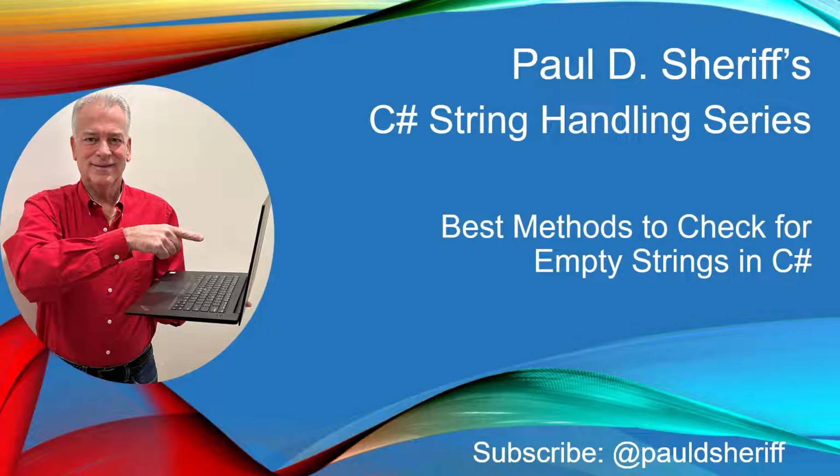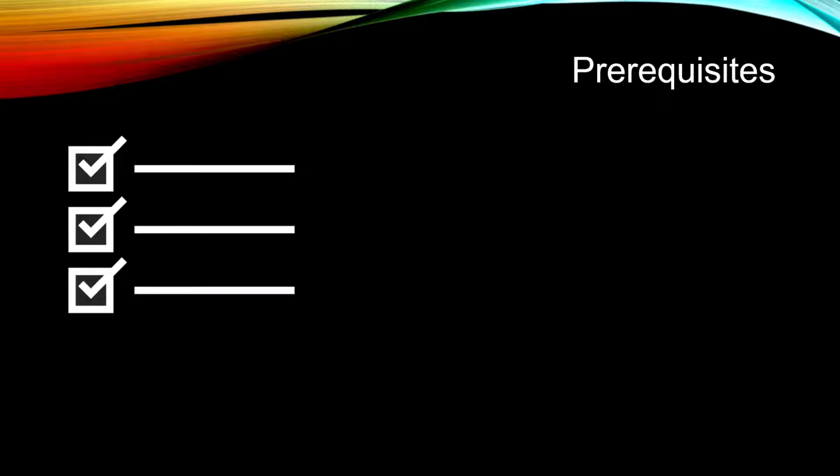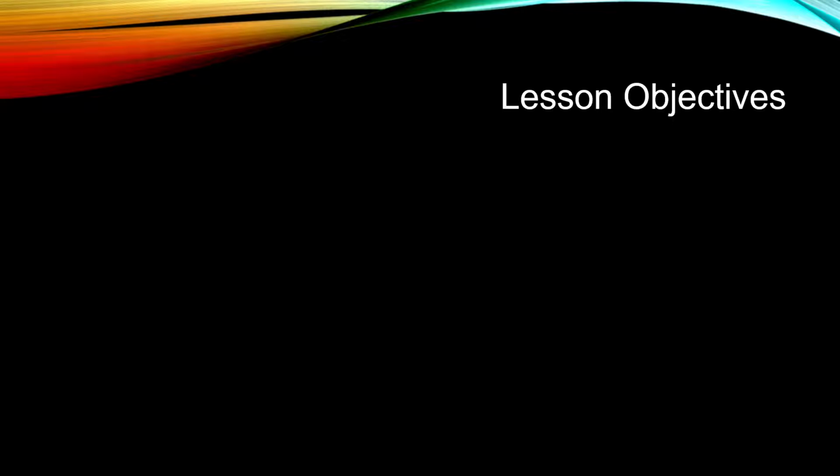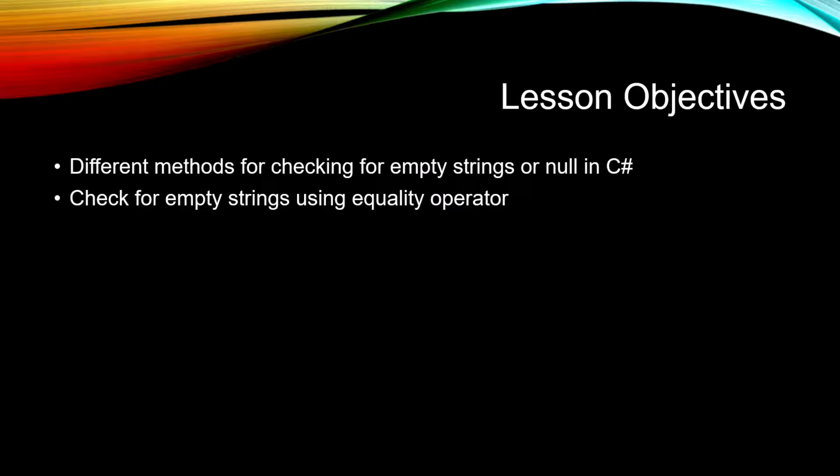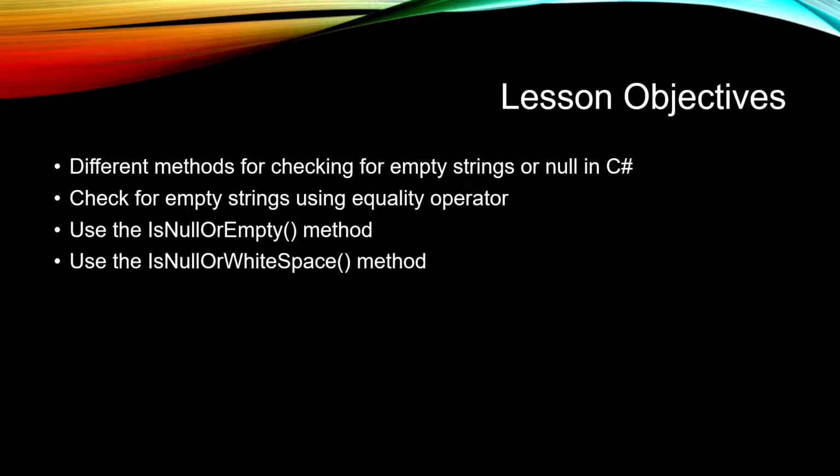This lesson is Best Methods to Check for Empty Strings in C#. For this lesson, I'm assuming that you are familiar with C# and .NET. The objectives for this lesson are to learn the different methods for checking for empty strings or null in C#: checking for empty strings using the equality operator, using the IsNullOrEmpty method, using the IsNullOrWhiteSpace method, and at the end, I'll talk about the best method to use.